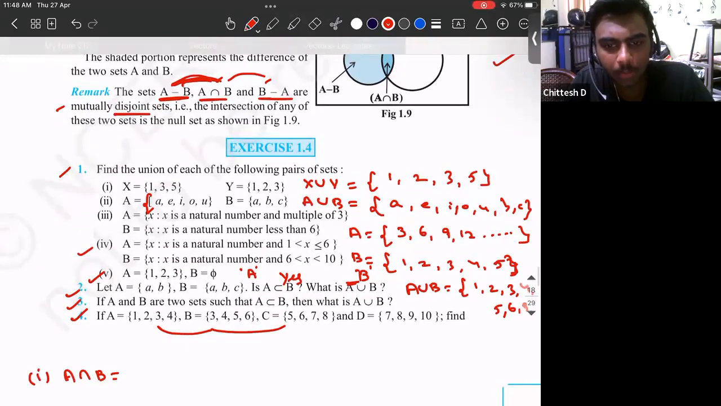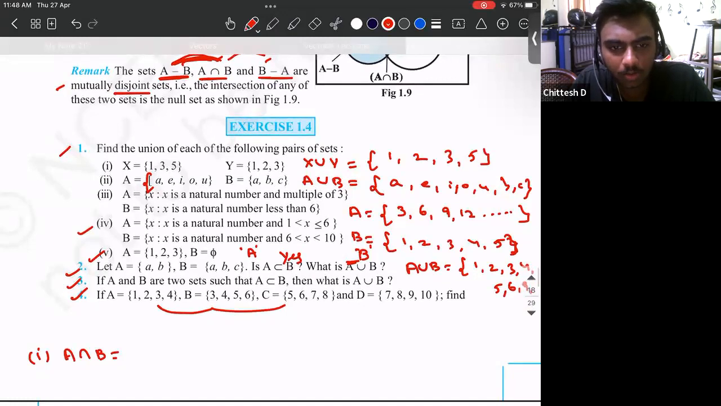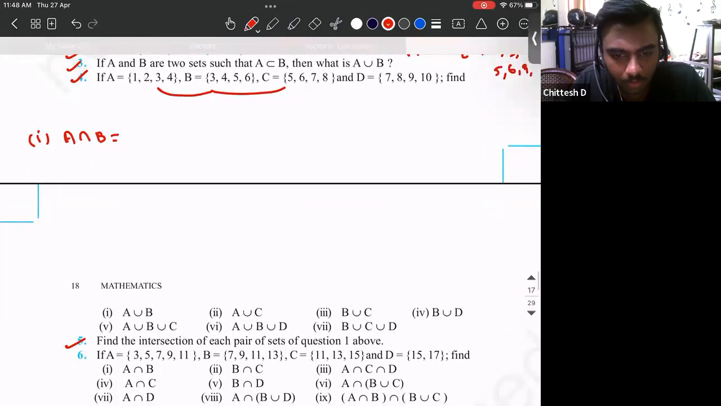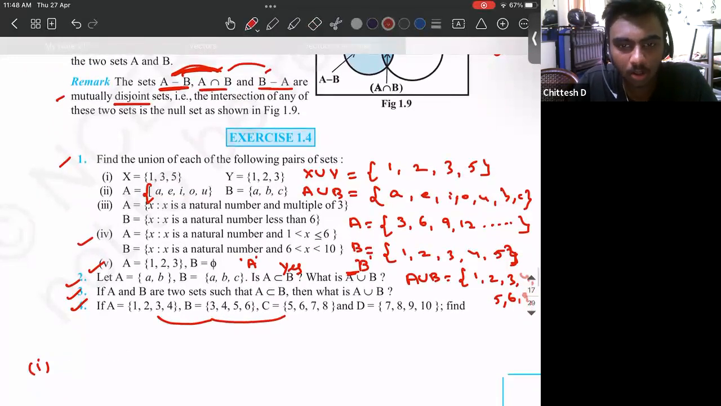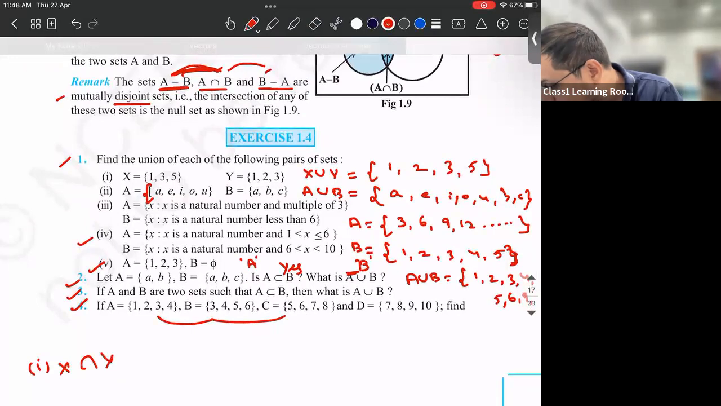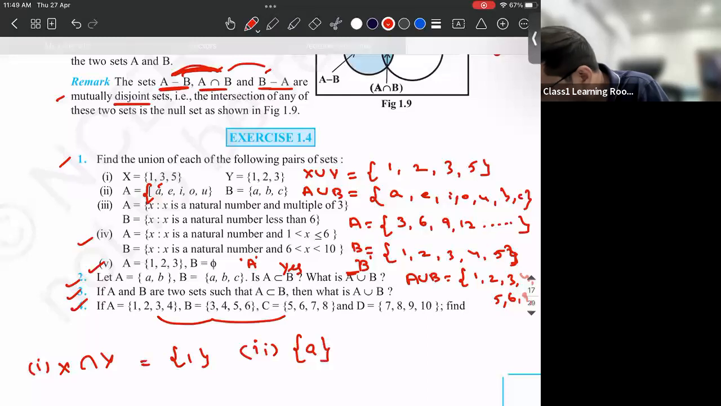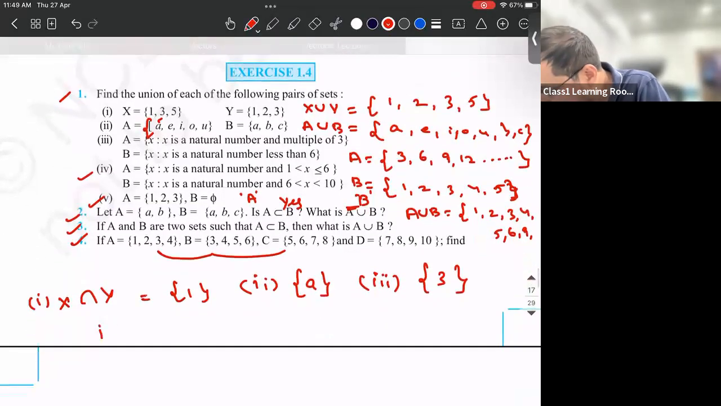Sir, for A intersection B, it is only A, sir. They're asking to find the intersection. Okay, sorry. So first one, it is 1. X intersection Y. It's 1. Second one, A intersection B is only A, no? Yeah, because here we have vowels and consonants. What about the third? Third one, it's only 3 because we are not considering 6. Correct. And fourth one, it is.